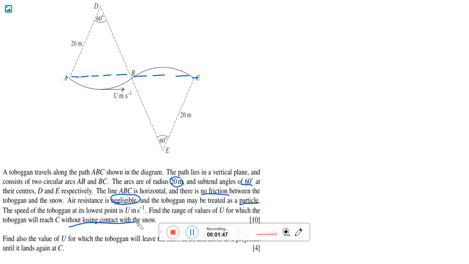Okay, first of all, to find the range of values, there is the minimum and there is the maximum. The minimum velocity, which is the minimum u required for the toboggan to reach C, is when u is too small so that the toboggan has insufficient energy to reach the highest point. Hence, we can equate the final velocity at the highest point to be 0. So according to conservation of energy, the total work done is equal to 0.